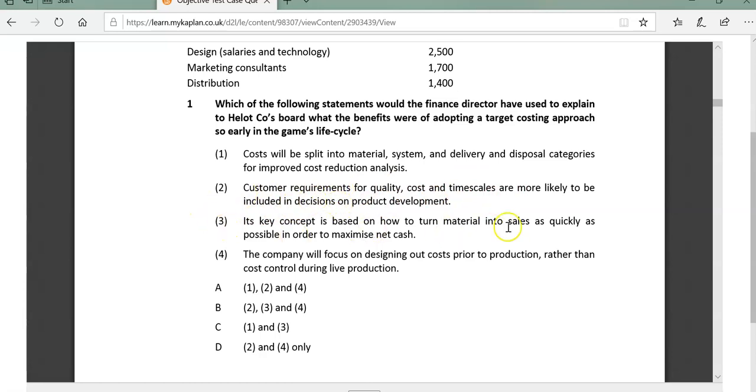Its key concept is based on how to turn material to sales quickly in order to maximize net cash. No, I can't even think of that. I imagine that would be payback. Not sure what's going on there, but that's just random. And here the key will be focused on designing out costs prior to production, exactly, rather than cost control. So we're trying to make sure we get it right from the start. So the answer is D, 2 and 4. Target costing is very much about making sure we're only working with value. We're trying to remove anything that's not value related. Take that out.